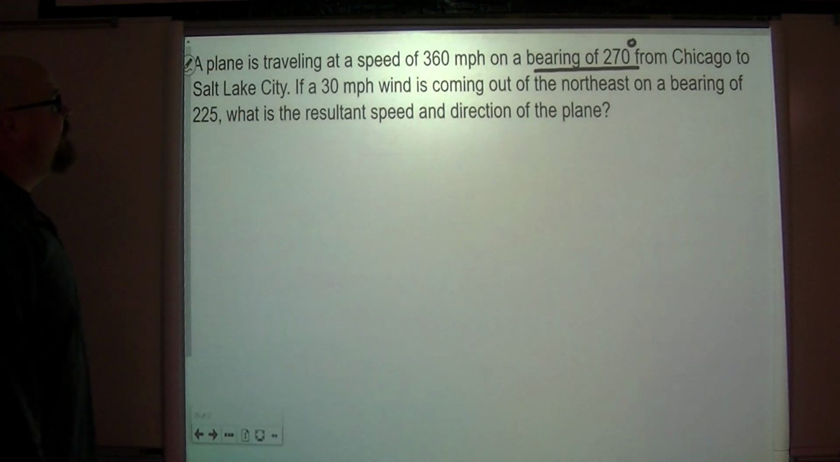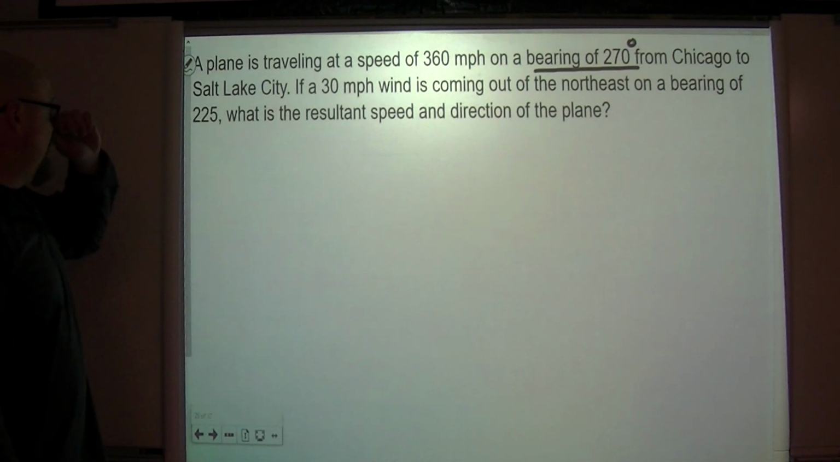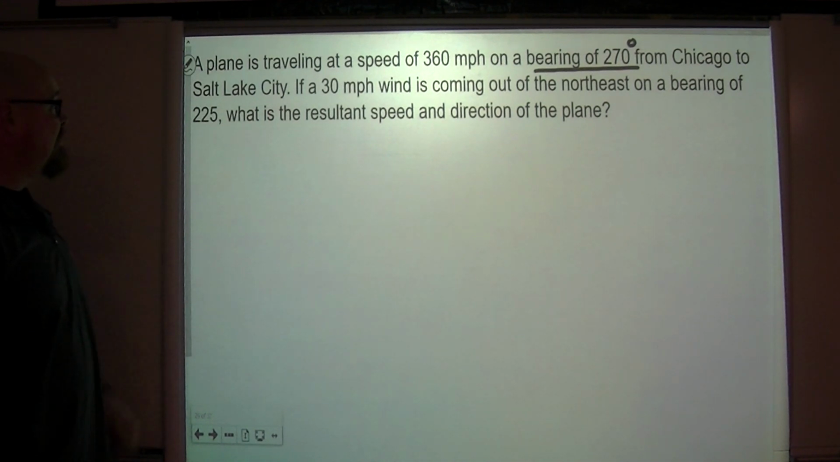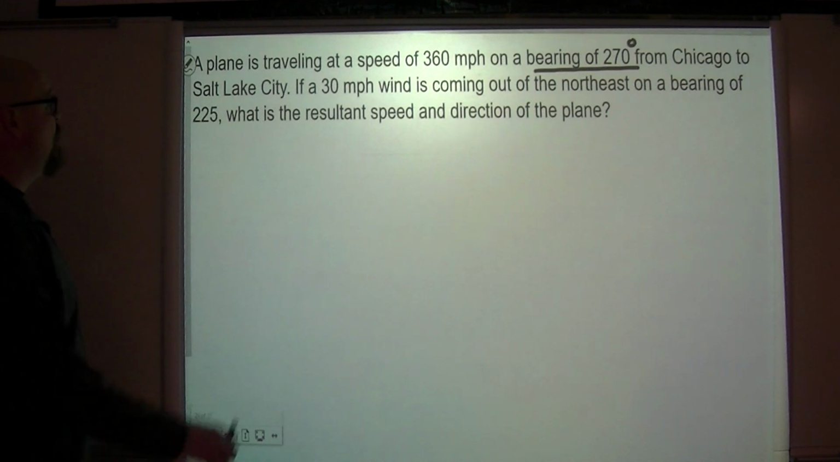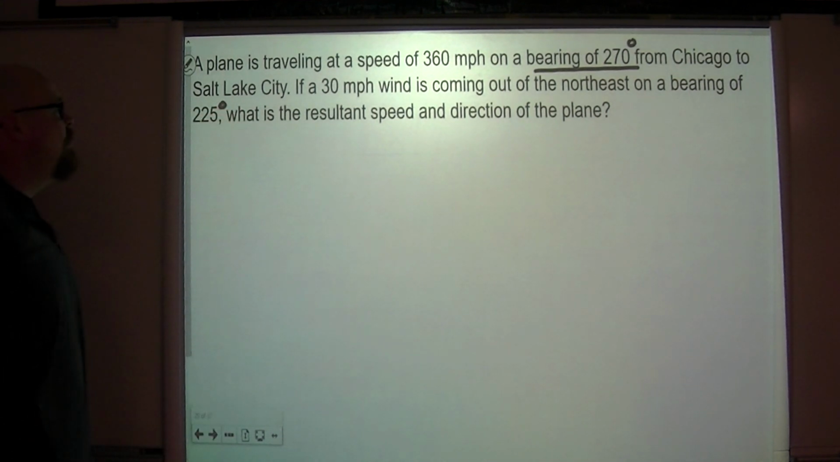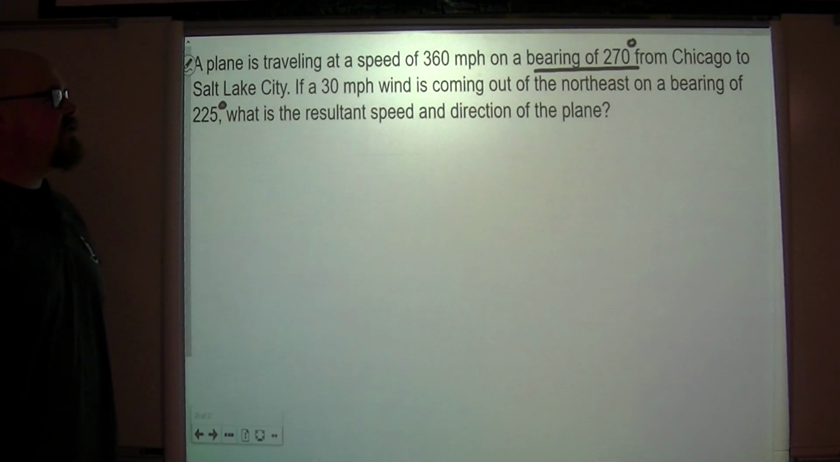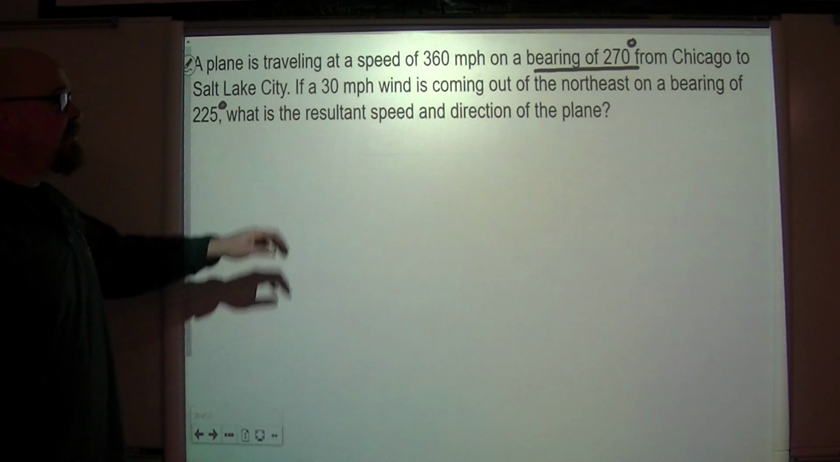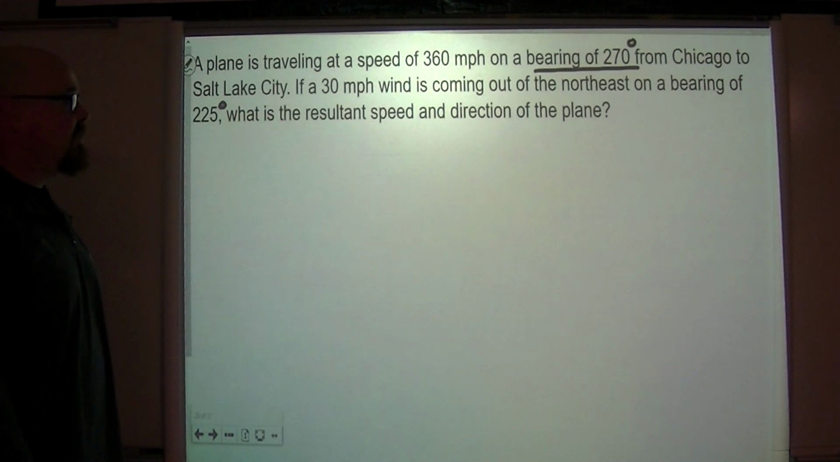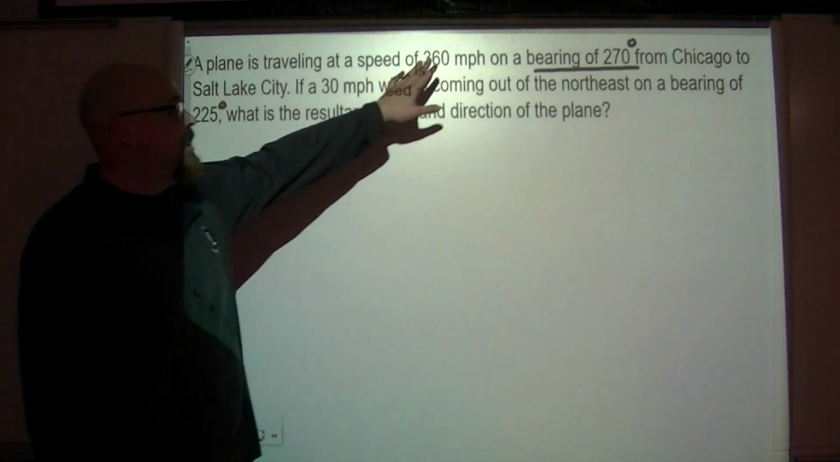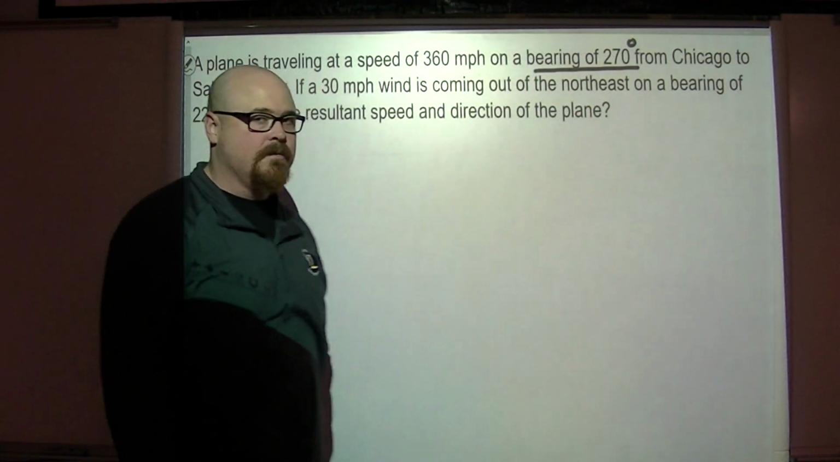A plane is traveling at a speed of 360 miles per hour on a bearing of 270 degrees from Chicago to Salt Lake City. Salt Lake City's in Utah. If a 30 mile per hour wind is coming out of the northeast on a bearing of 225 degrees, what is the resultant speed and direction of the plane? So this is a velocity problem, right? Because we're talking about speed and direction.